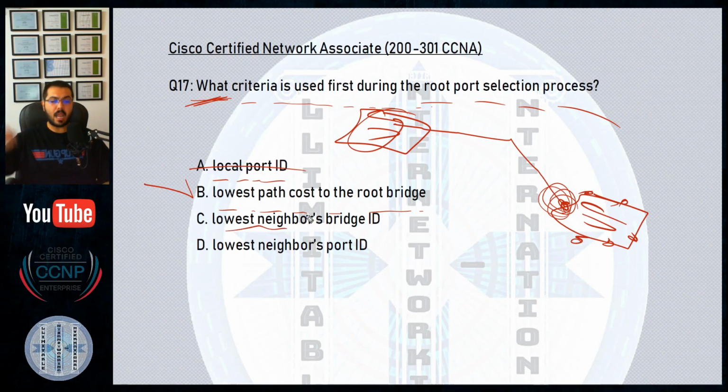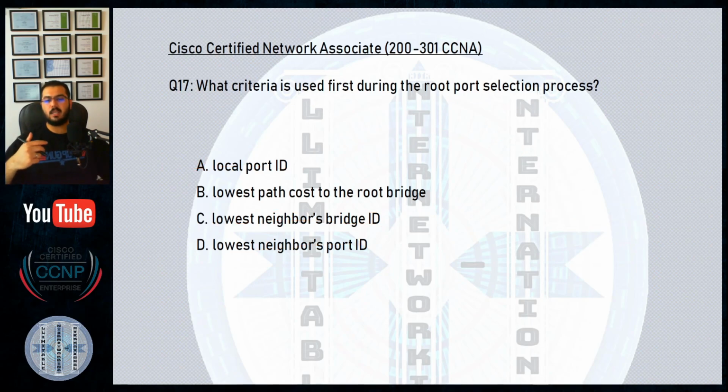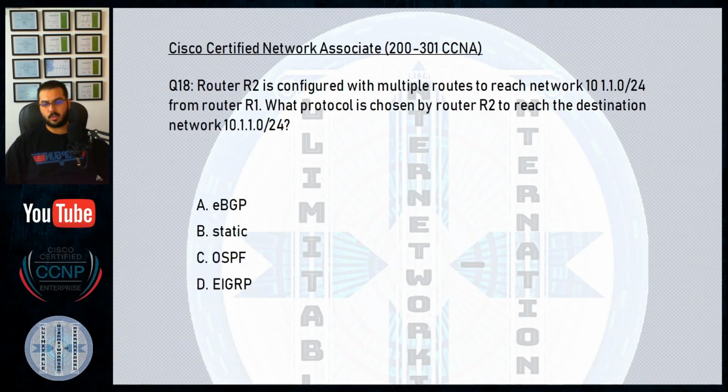The lowest neighbor's bridge ID, I don't care about the neighbor. The lowest neighbor port ID, I don't care about the neighbor. So it will be the port that will lead me quickly and shortly to the root bridge. That will be called the root port in my switch.